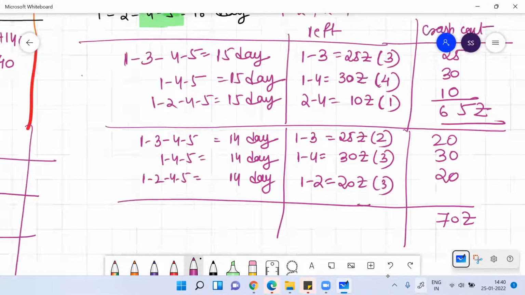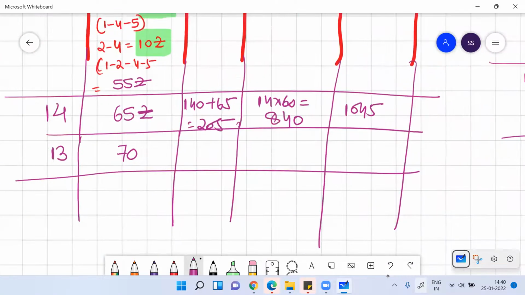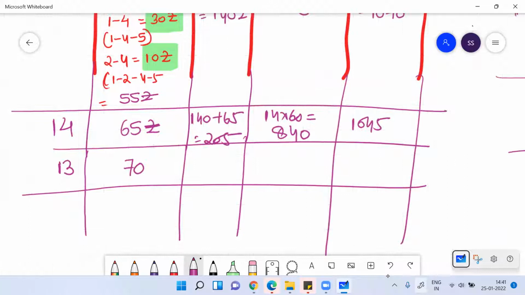Because this 1 2 3 path, I'll reduce it from 1 3 4 5. From 1 3 4 5, I reduce 1 2 3, then the 1 to 4 path from 1 4 5, and then the 1 to 2 path from 1 4 5 will reduce. So my total crash cost will be 205 plus 70, that will be 275.